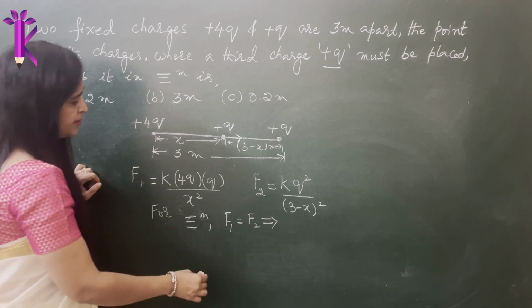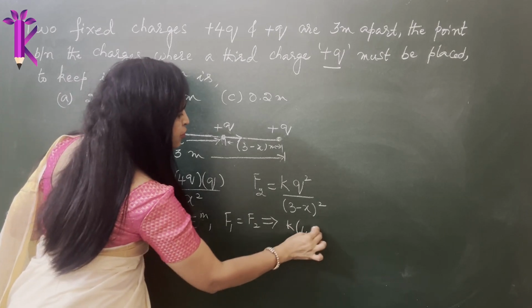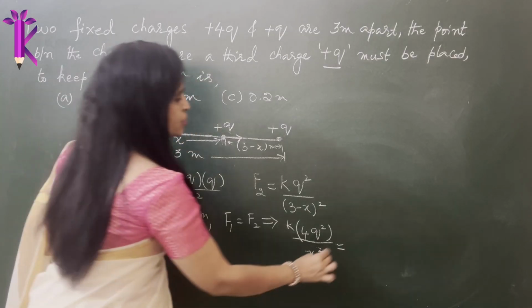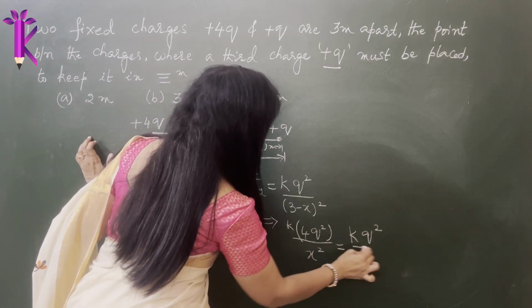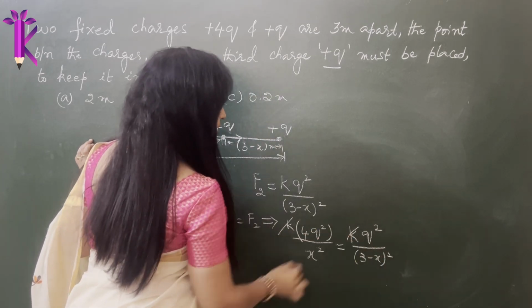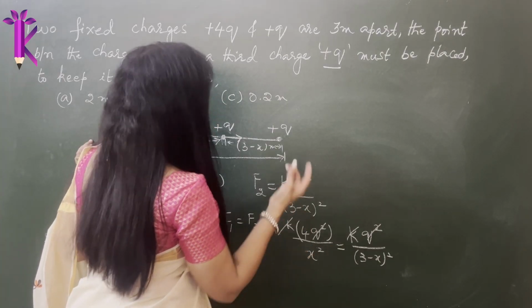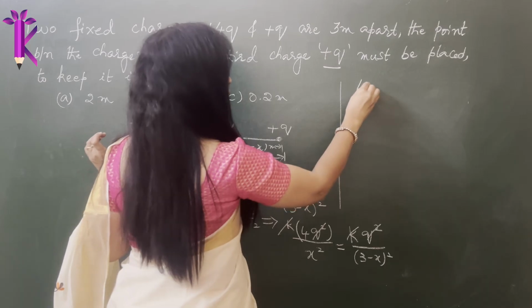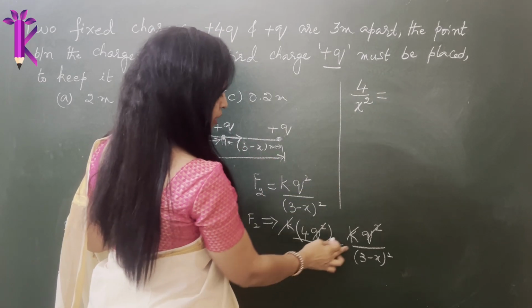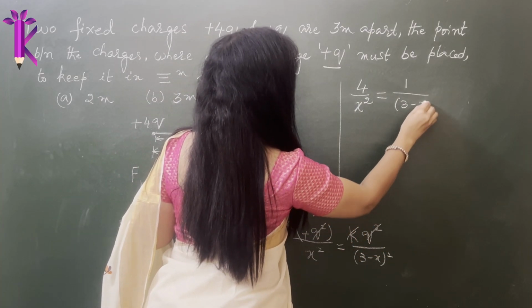So that implies you have k, 4q into q is 4q square, divided by x square, is equal to k q square divided by 3 minus x whole square. k gets cancelled, q square gets cancelled. Now what remains? 4 divided by x square is equal to, you have nothing in the numerator, it's all cancelled, so 1 divided by 3 minus x whole square.